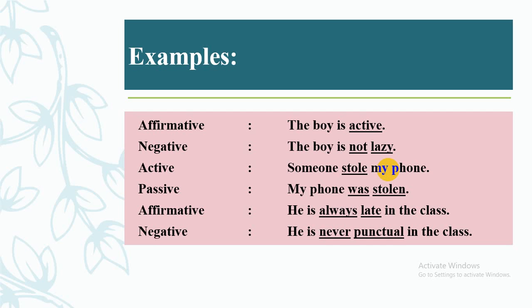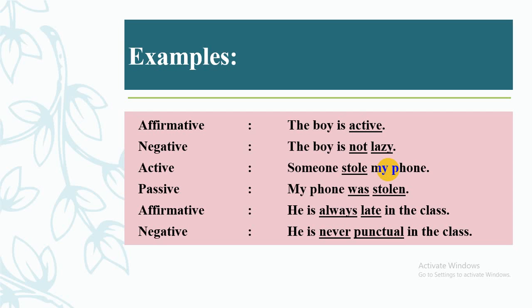If we come to the last example, the given example is an affirmative: he is always late in the class. So this sentence is an affirmative sentence. But if we change it to negative, definitely we have to use a negative auxiliary, and then we have to change the modifying word by giving its antonym or opposite word. So here always is an adverb and late is a modifying word. So we can say: he is never punctual in the class.